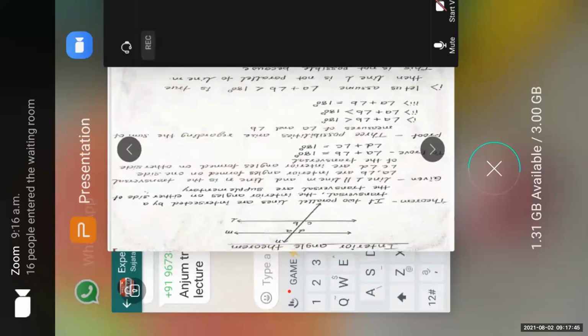So here we have to prove angle A plus angle B equals 180 degrees, and angle C plus angle D, the interior angles, are supplementary to each other.